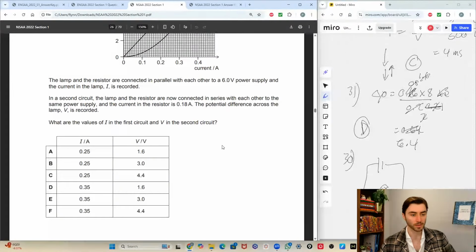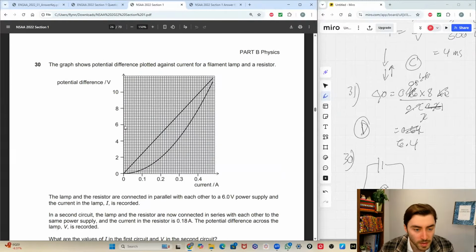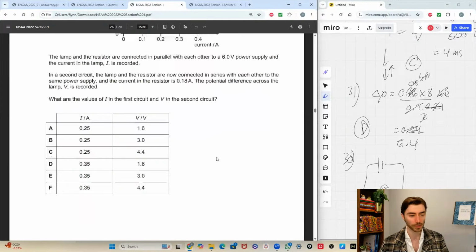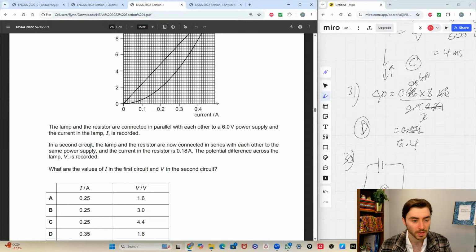In a second circuit, the current in the lamp is recorded. So the lamp, I know, is going to be this one. So that's going to be 0.35, so it's D, E, or F. In the second circuit, the lamp and resistor are now connected in series, and the current is that. So it's the same current in both.